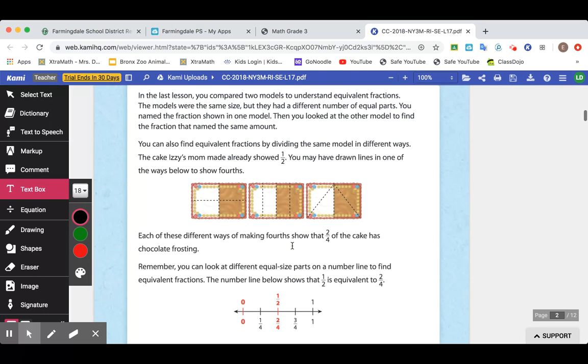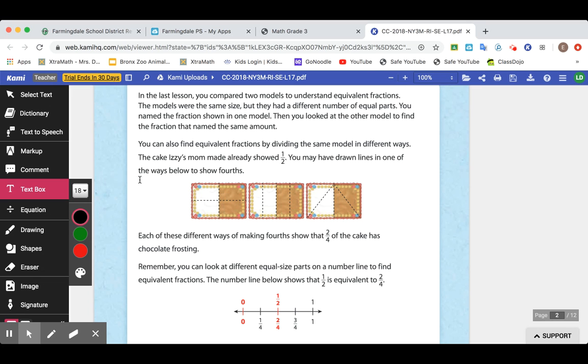Okay, so it says in the last lesson, you compared two models to understand equivalent fractions. The models were the same size, but they had a different number of equal parts. You named the fraction shown in one model. Then you looked at the other model to find the fraction that named the same amount. Okay, that's what we did in lesson 16.